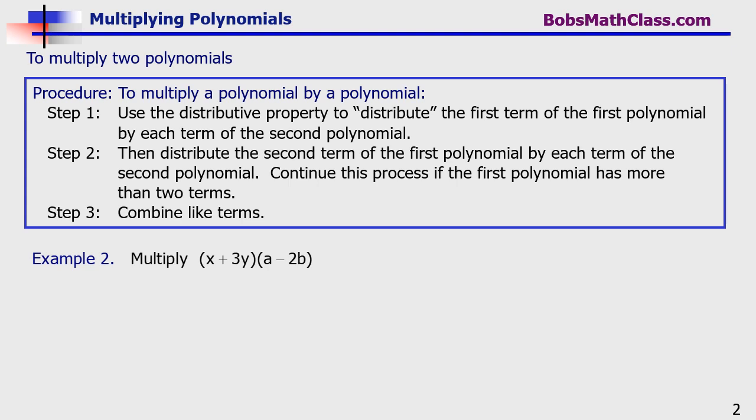Okay, so you're going to distribute the first term. So forget about the second term. You just go ahead and distribute the first term to the second polynomial, and then you go back and distribute the second term. Sometimes people will call this FOIL in this problem, but we're really just using the distributive property. All right. So x times a, and then we're going to do x times negative 2b. Then we're going to go back and multiply 3y times a, and then 3y times negative 2b.